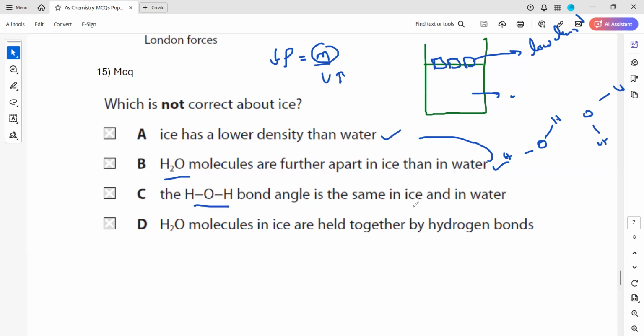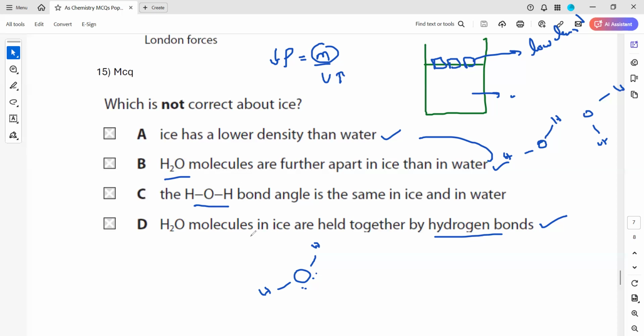HOH bond angle is same in ice and in water. The HOH bond angles. And the last one, H2O molecules in ice are held together by hydrogen bonds. That is also true because when hydrogen is bonded with the most electronegative elements, such as fluorine, nitrogen, or oxygen, there is a hydrogen bond. So the correct answer is that HOH bond angle is same in ice and water.